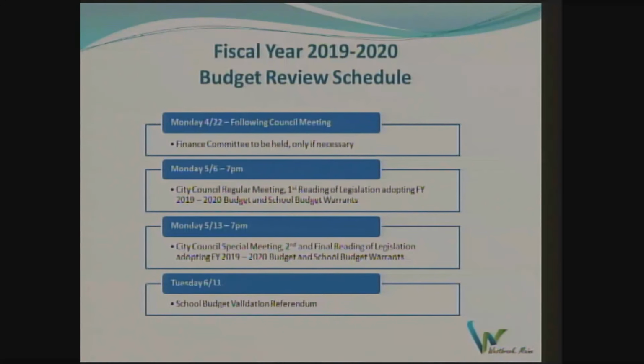Following that, we do have an initial date on an if necessary basis in case we don't complete in the 3 review processes with the Finance Committee. We are scheduled to bring the budget, both the municipal budget and the school budget, forward for council consideration on Monday, May 6th, and then again on Monday, May 13th. It is a 2-reading item. In the case of the school portion of the budget, that will go to voter referendum, which is scheduled for June 11th.